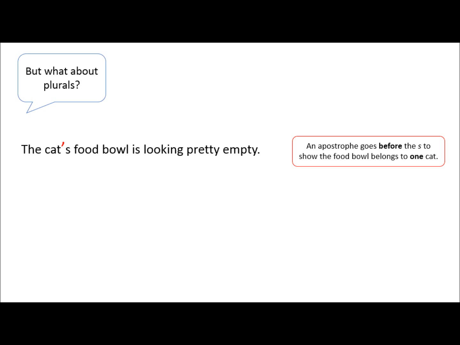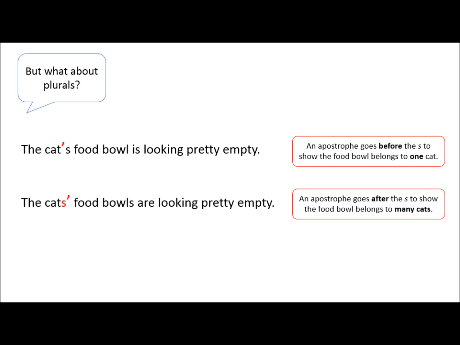The cat's food bowl is looking pretty empty now does require an apostrophe to show that the food bowl belongs to one cat, and so the apostrophe goes before the S. But if we then write the sentence as the cats' food bowls are looking pretty empty, we now have many cats, and so the apostrophe goes after the S.